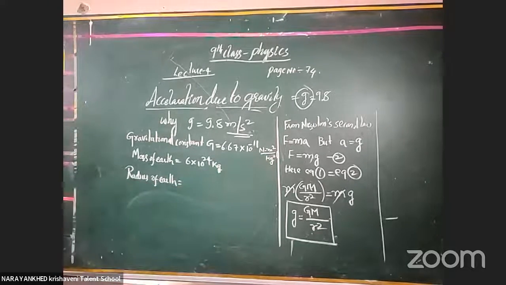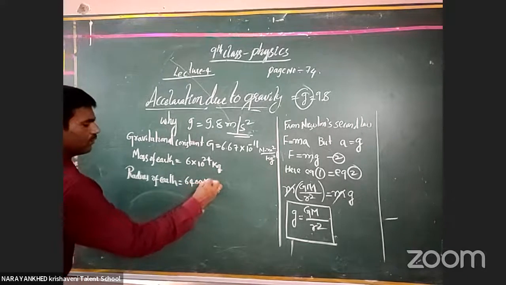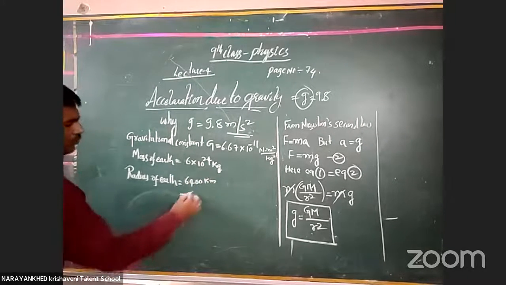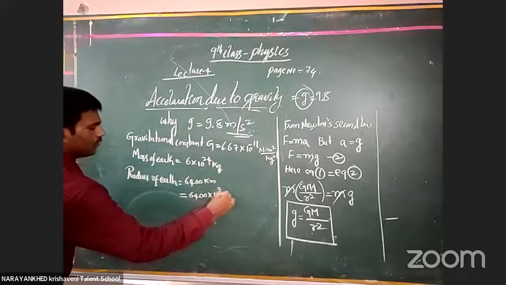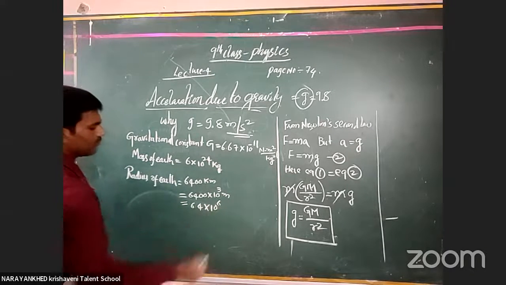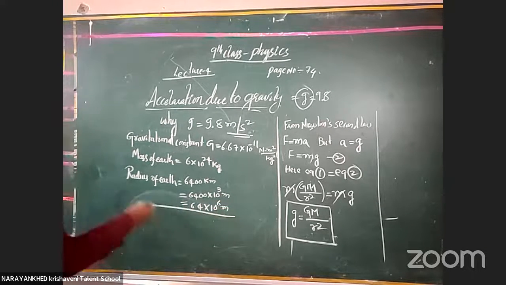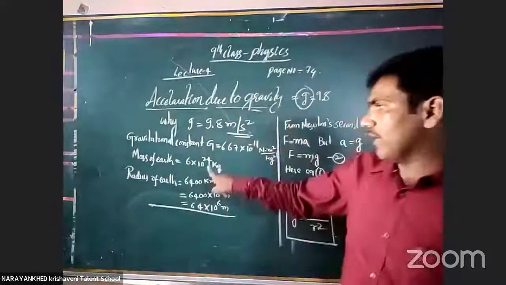Not kg square, it's kg only. Now the radius of Earth is 6,400 kilometers. Now convert it into meters. That is 6,400 into 10 to the power of 3 meters, which means 6.4 into 10 to the power of 6 meters. These are the values for the Earth.